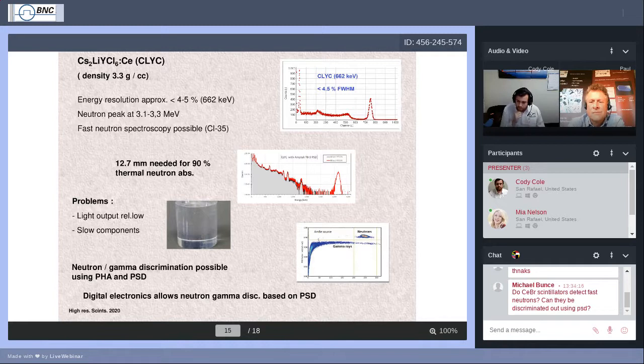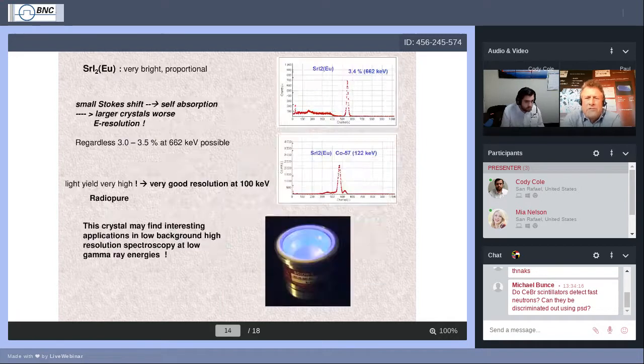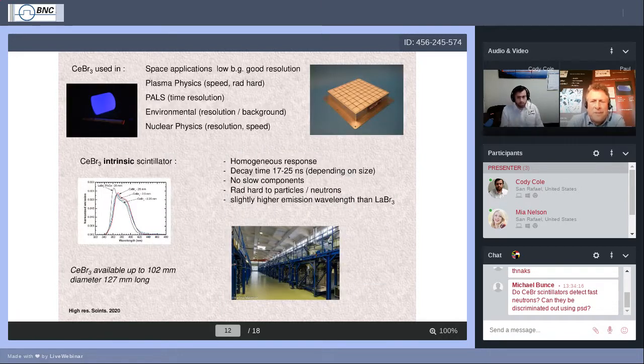Moving on, Michael is curious if cerium bromide scintillators detect fast neutrons, and can they be discriminated out using PSD? Fast neutrons mainly interact with atoms that have about the same mass and density. So they interact, for example, with protons. Fast neutrons will interact with the material, but the interaction will be very small. So I would say that cerium bromide is not really a material suitable to use for fast neutron detection.